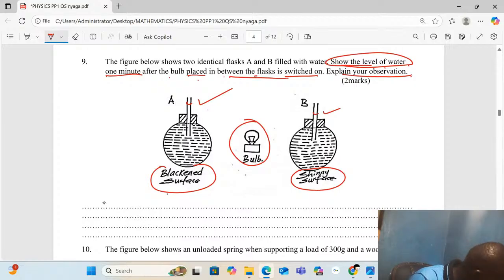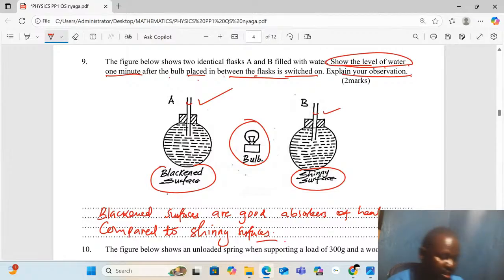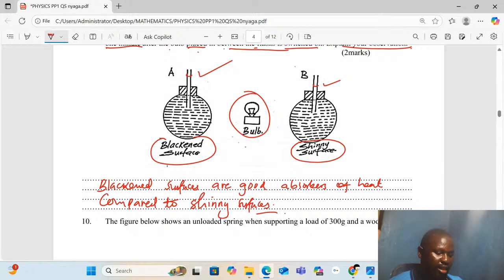Therefore, you can say blackened surfaces are good absorbers of heat compared to shiny surfaces. So we expect the blackened one to absorb heat very fast and then transmit it into the liquid.